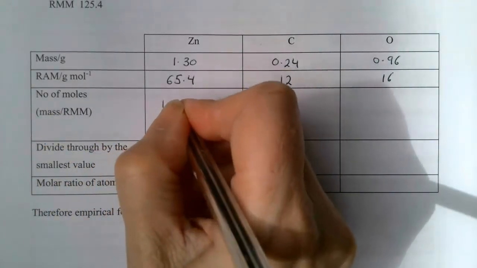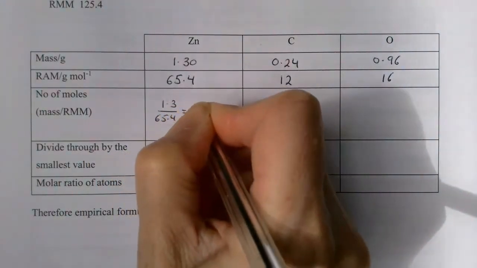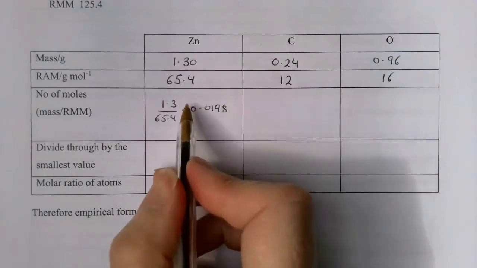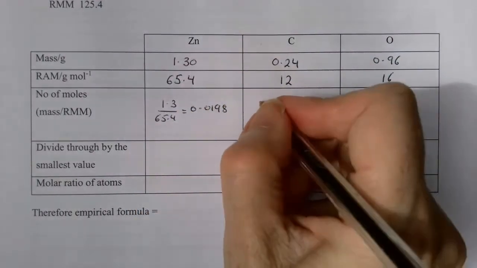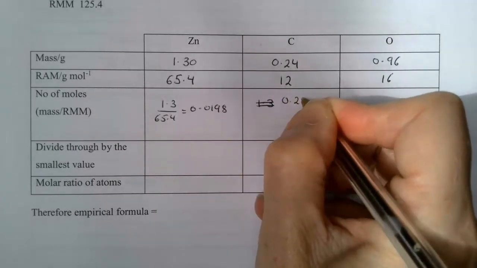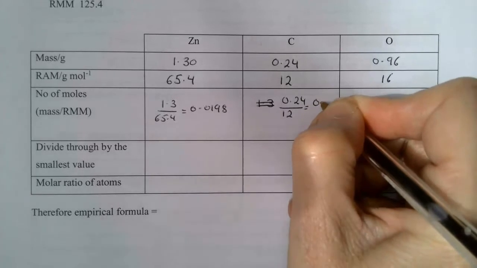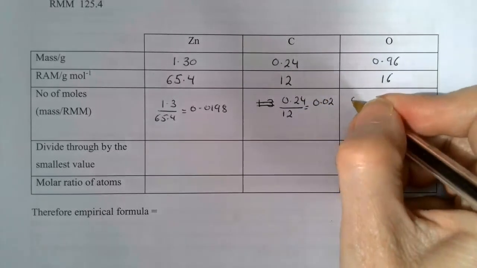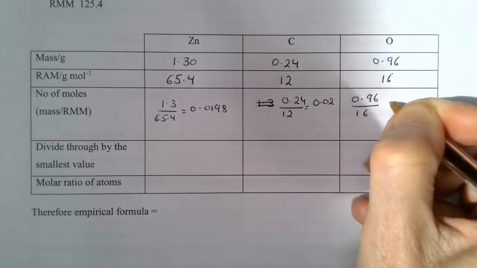So I've got 1.3 divided by 65.4, and that equals 0.0198. I'm probably going to keep more of that number in my calculator. I'm just writing down a few numbers for the moment. So we've got 0.24 divided by 12, and that is 0.02. And last but not least, we've got 0.96 divided by 16, and that is 0.06.